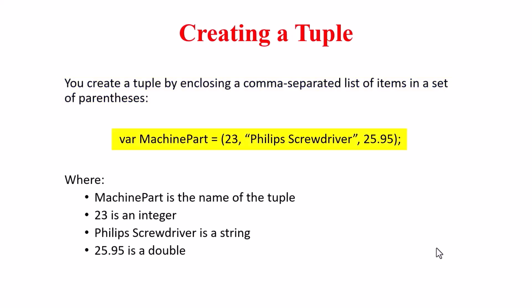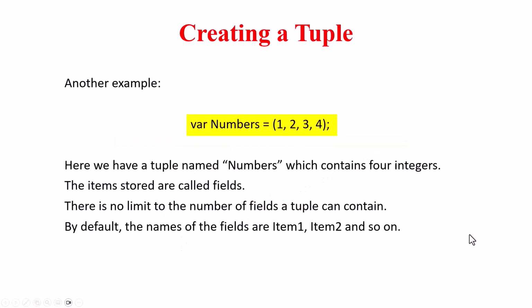For example, we've got var machinePart, we're going to call it, equals (23, "Phillips screwdriver", 25.95). Where machinePart is the name of the tuple, 23 is an integer, maybe a part number, "Phillips screwdriver" is a string, maybe a product description, and 25.95 is a double, maybe a price. Another example, we could use var numbers = (1, 2, 3, 4). And we have a tuple named numbers here, which contains 4 integers.